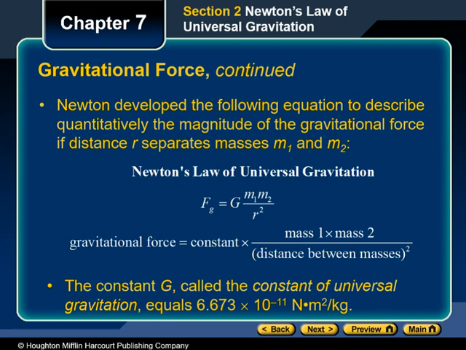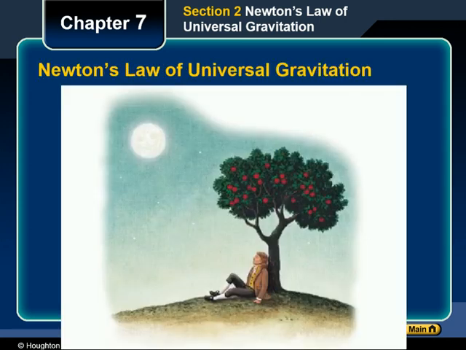Gravitational force depends on the masses and the distance. Newton developed the following equation to describe quantitatively the magnitude of the gravitational force if distance r separates masses m1 and m2. Isaac Newton realized that the force of gravity makes a small object, like an apple, fall toward Earth because Earth and the object are attracted to one another. Only the apple appears to move, however, because Earth has so much more mass.